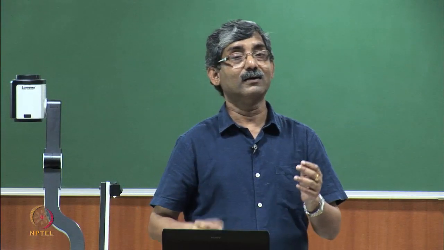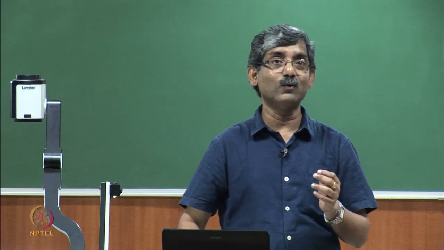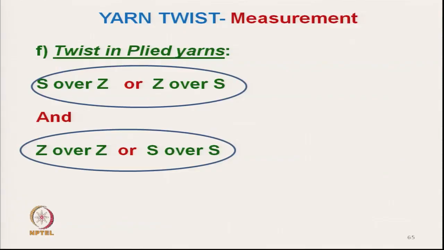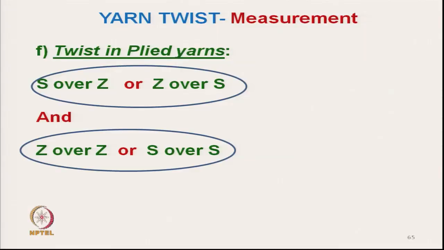So, the technique is that if we want to have a crepe like effect, in 2 ply we must go for this technique, Z over Z or S over S. That is the normal technique used in the industry to get different effects. We do not apply twist in one go in the ring frame, or in the spinning process, for two reasons. One is productivity, another is handling the yarn, which will be highly twist lively.